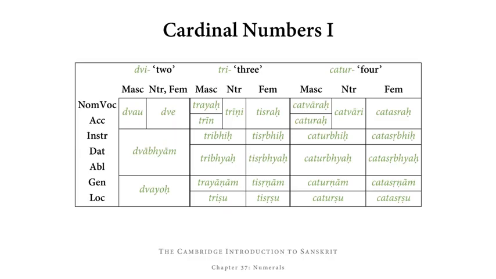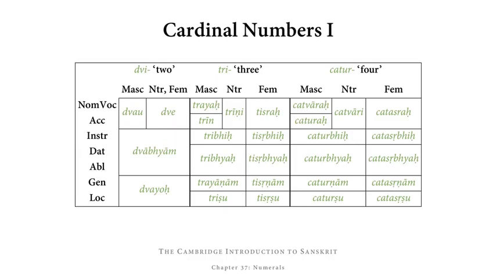Then in the neuter, we have the nominative, vocative, accusative trini, so just parallel to varini, and then the rest of the paradigm continues like the masculine. In the feminine, we have a different stem, which basically is an r stem, and the forms that we get are tisrah, tisrbhih, tisrbhyah, tisrnam, and tisrshu. So as long as you're able to recognize the stem, you should be able to recognize all the individual case forms.